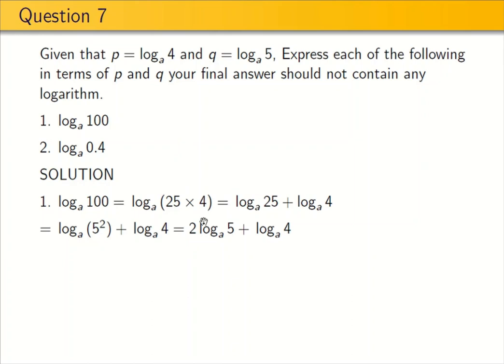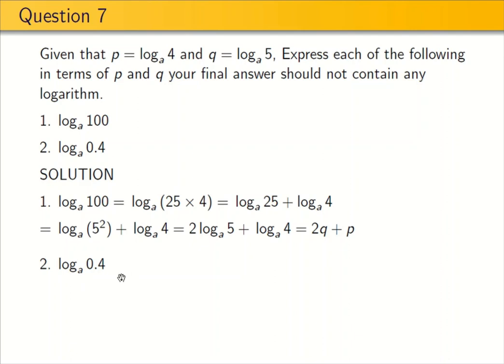And then from here, just go and see. Logarithm of 5 base a is what? q. Logarithm of 4 base a is what? p. So wherever we see logarithm of 5 base a, logarithm of 4 base a, we put p and q in it like that. Okay, so this becomes 2q plus p. So we've been able to simplify this in terms of what? p and q. I hope this is okay, right? Okay, then let's look at the second one.